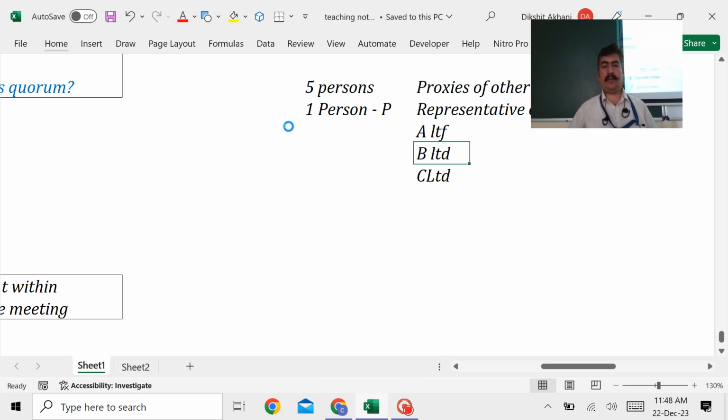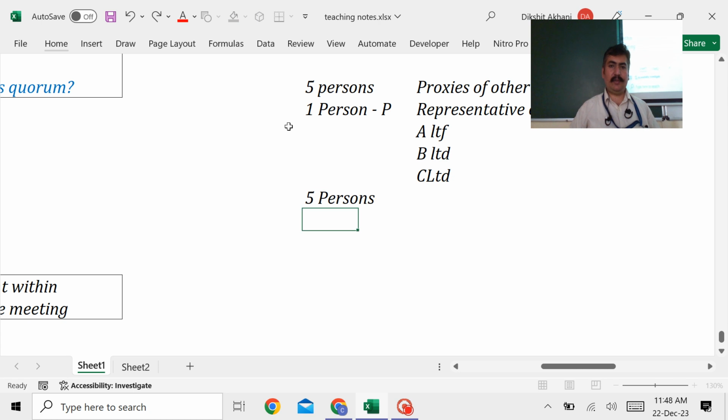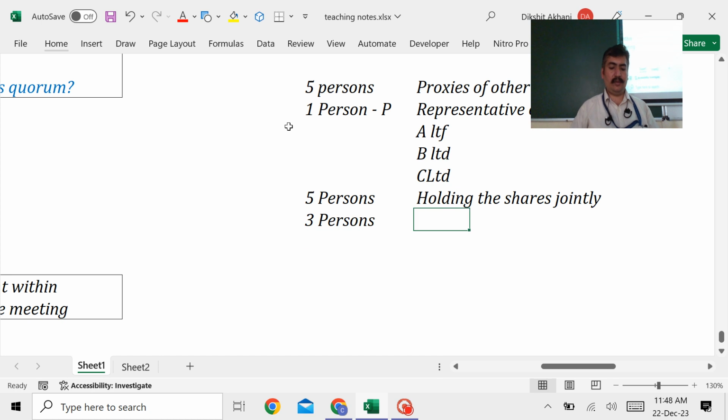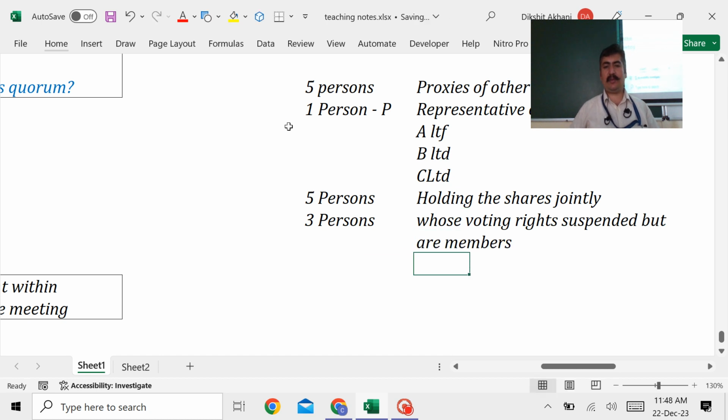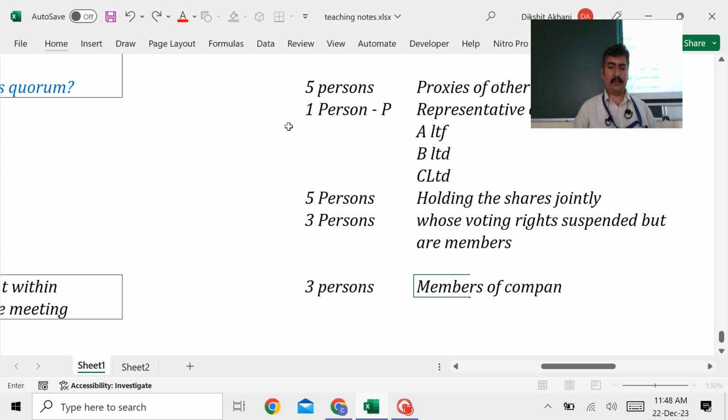This is a very important question for your exam. 5 persons who are holding the shares jointly, and 3 persons whose voting rights suspended but are members, and 3 persons who are just members of company.